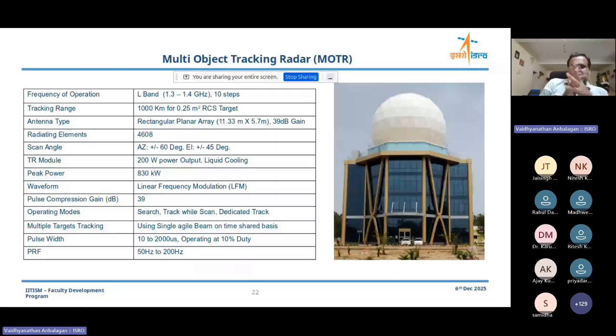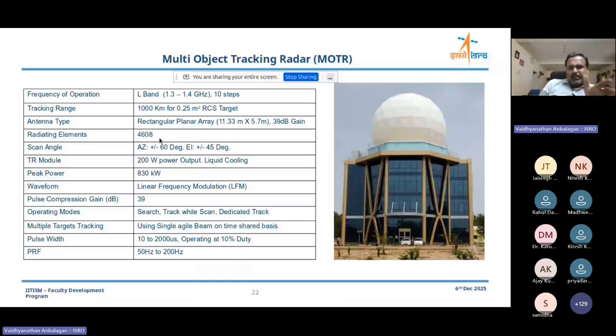It has a planar array of 11 meters by 5.7 meters, with 4,608 independent radiating elements, and all these elements are completely active. That means each and every element has a TR module capable of radiating 200 watts of power, and it has an LNA with about 30 to 35 dB gain.